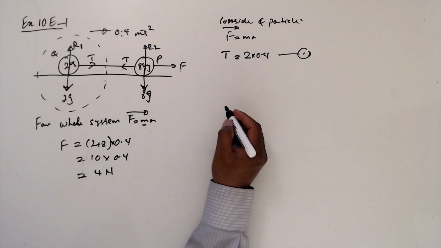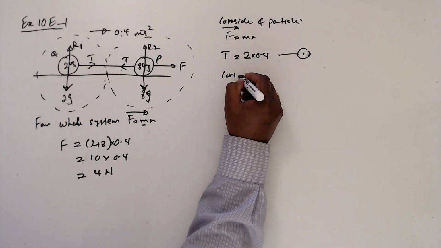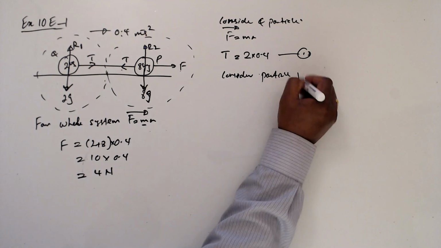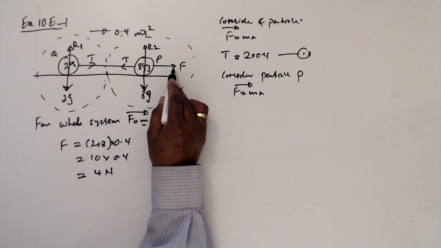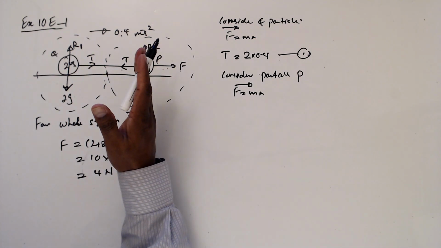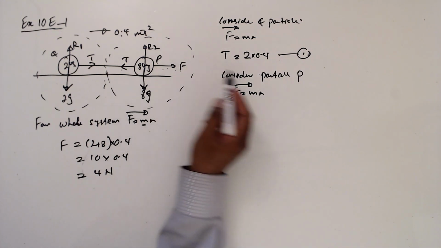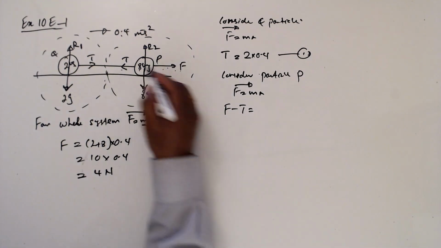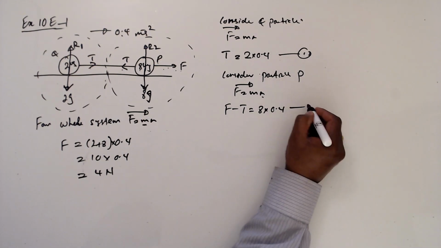So tension we can take already, and now consider particle P. F equals ma when we put to this direction, we can see there are two forces. R2 is vertical, we don't need that. So we only consider horizontal forces, two forces, one is F, other one is T. F minus T equals 8, the mass, and a is still 0.4. This is the second one.